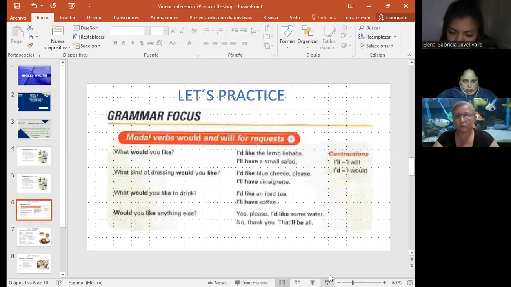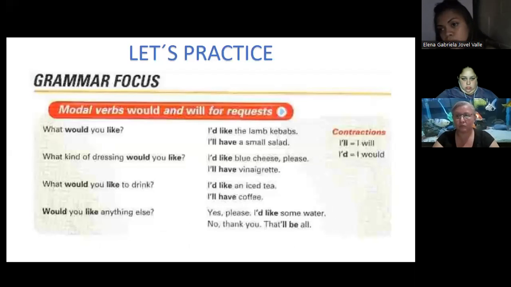This one. This is the topic. The grammar focus, the modal verbs. I just want to ask you guys, do you remember what's the function of a modal verb? ¿Se recuerdan ustedes cuál era la función de un modal verb?